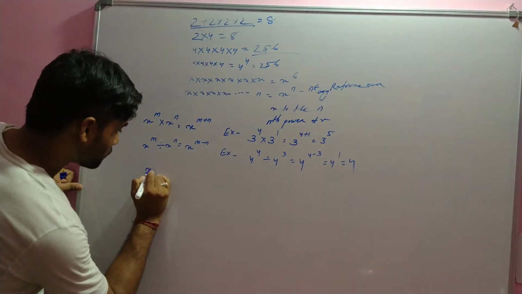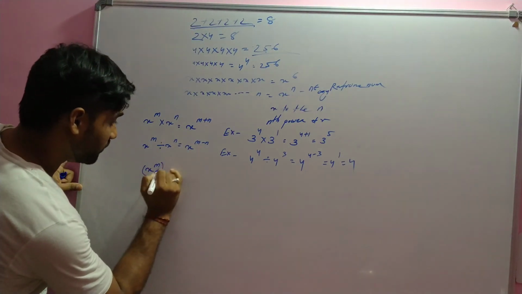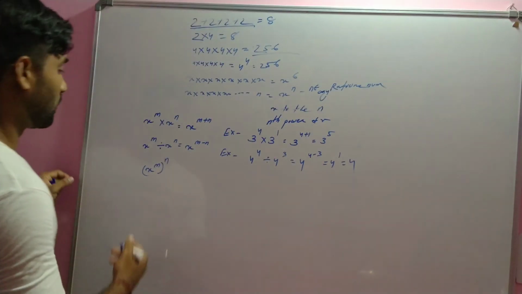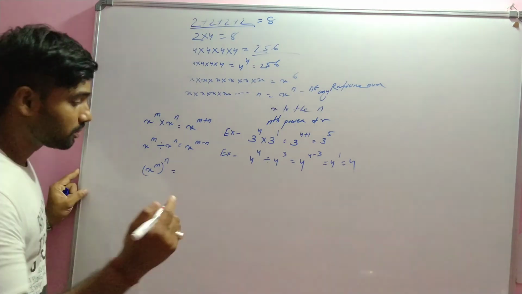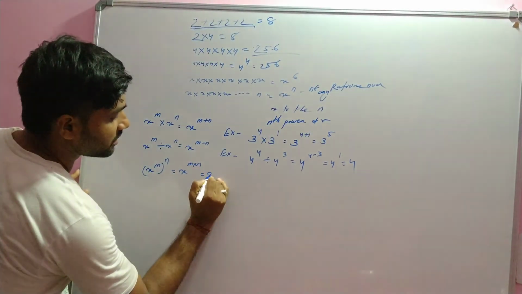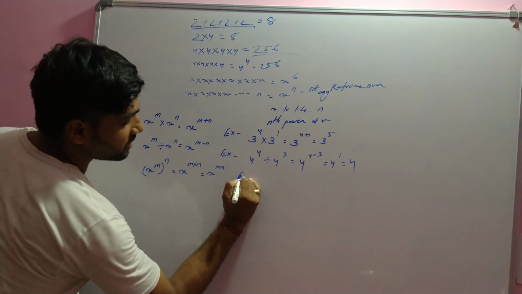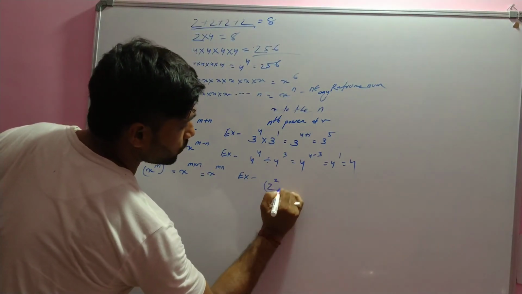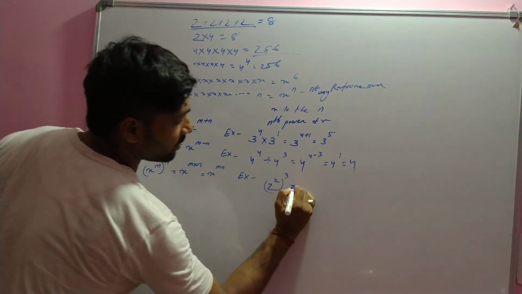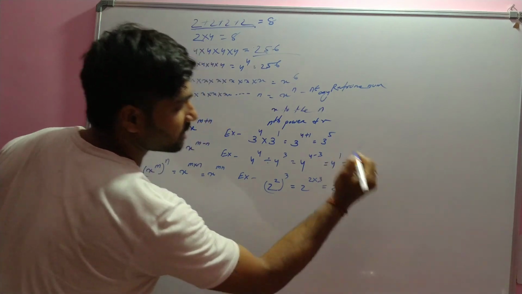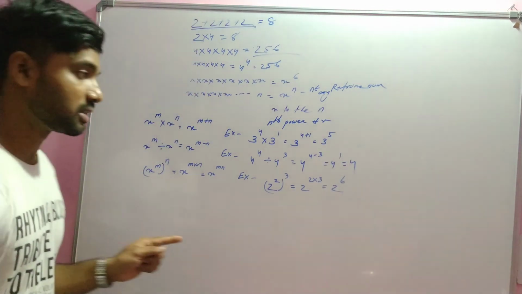If x to the power m, to the power n, power to the power, you have to multiply the powers. x to the power m into n. That means x to the power mn. For an example, suppose 2 to the power 2, to the power 3. That means 2 to the power 2 into 3, 2 to the power 6. 2 to the power 6.